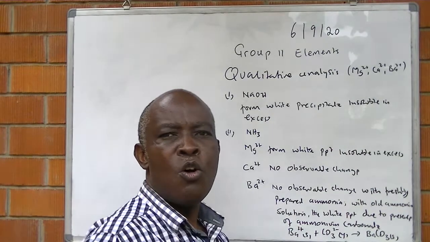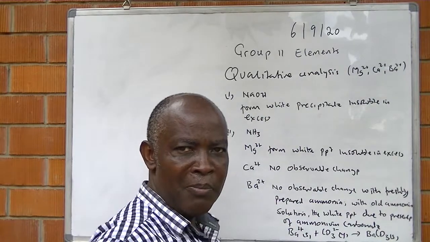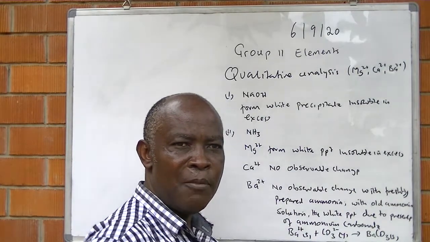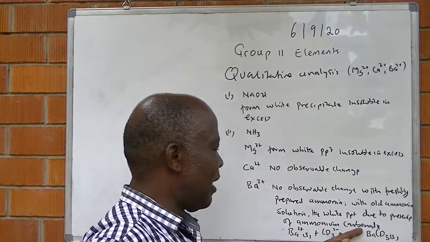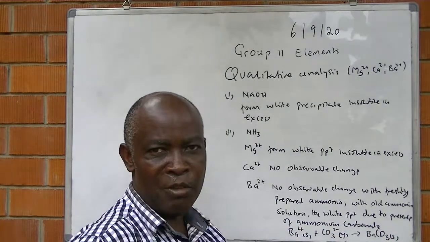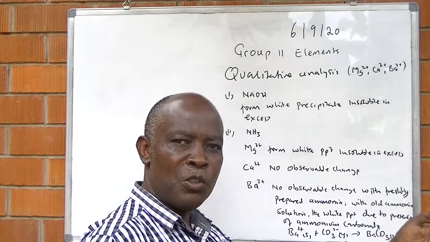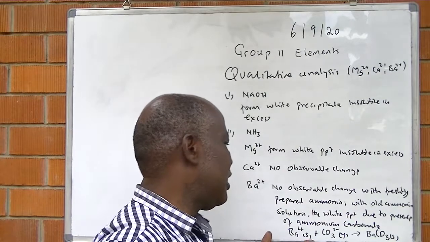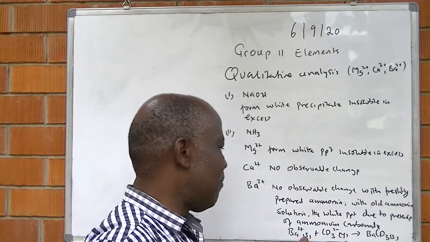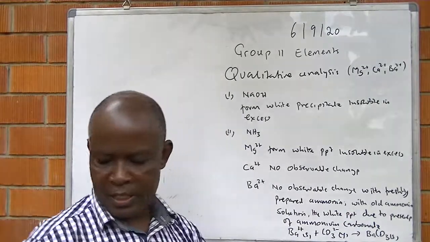However, with old ammonia, barium will form a white precipitate because old ammonia absorbs carbon dioxide to form ammonium carbonate. So the white precipitate, when we add ammonia to barium, is not due to barium hydroxide, which is soluble. It is due to barium carbonate, which is insoluble. So barium plus carbonate ion, you get barium carbonate.